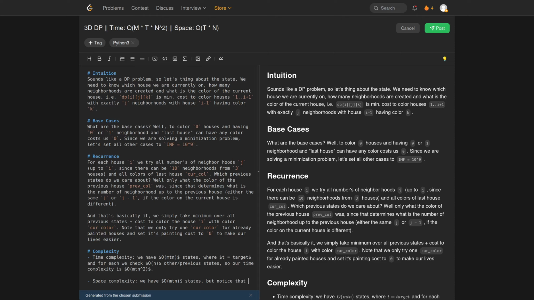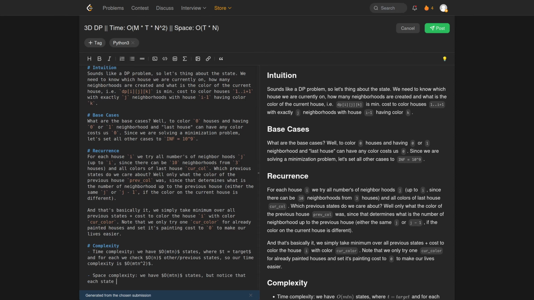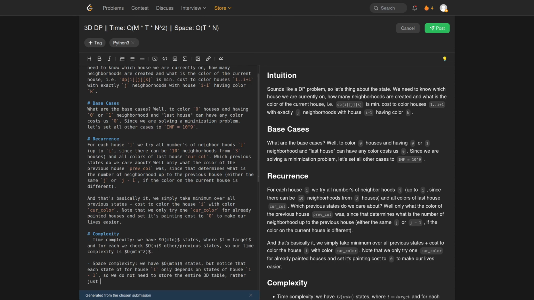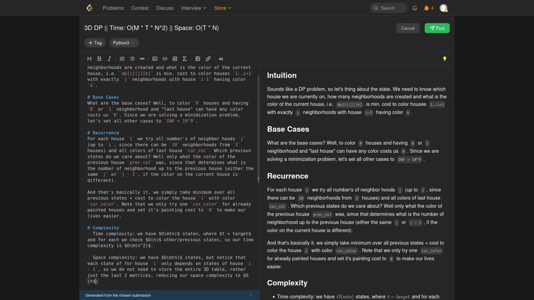but notice that each state for house i only depends on states of house i minus 1, so we do not need to store the entire 3D table, rather just the last two matrices, reducing our space complexity to O(T * n).